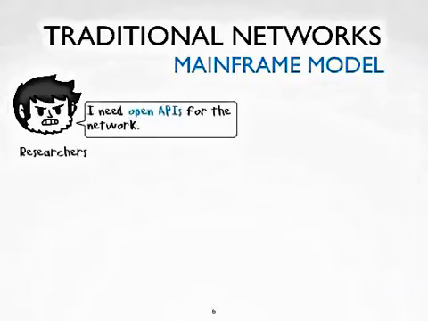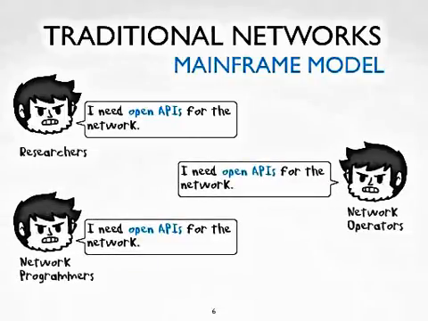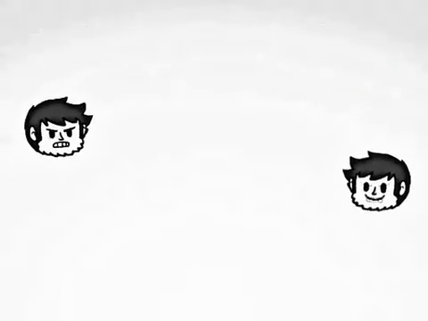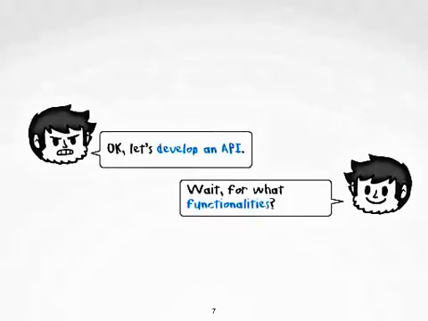So the community started to ask for open APIs for the switches, a single API that you can use for configuring the switch. In the research community, network operators and network programmers all need an open API. So the research community started to develop that API. There's a background for that, it started in the 90s, but Openflow started in 2006, so there's a history there. But they were all aiming at providing an API.